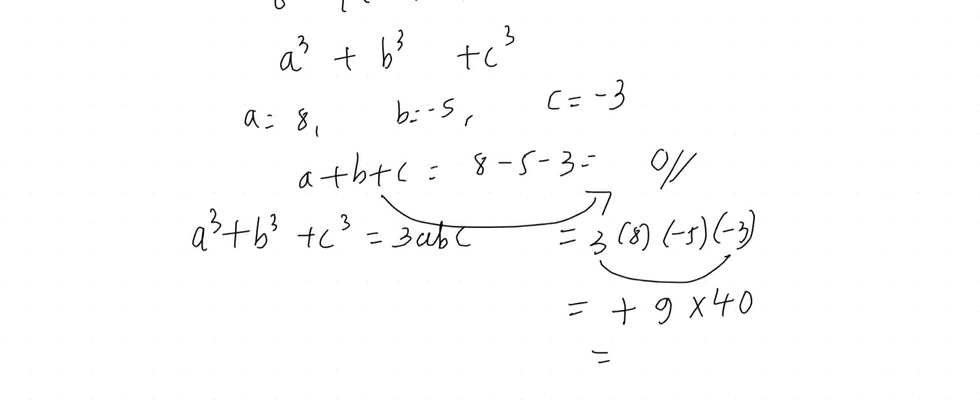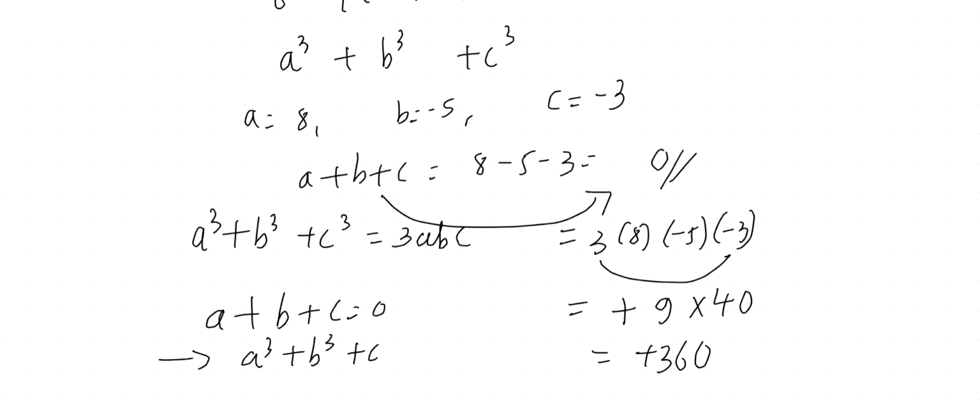So if a plus b plus c is 0, the condition that we get is a cube plus b cube plus c cube is equal to 3abc. Okay. You can also expect problems based on these types.